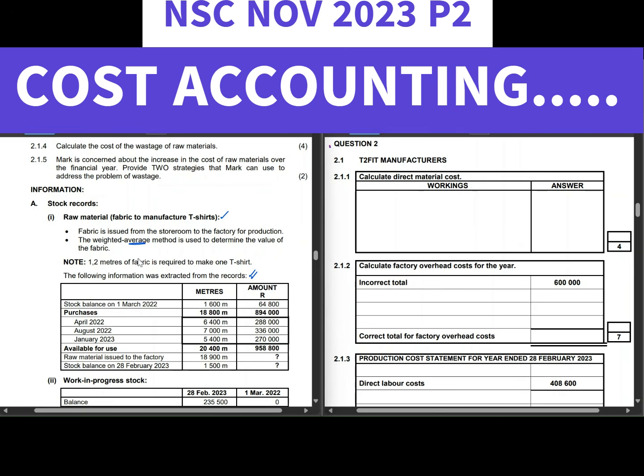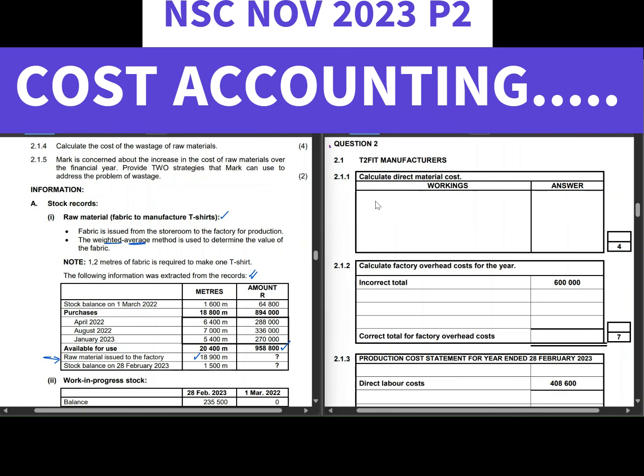Here what we need to do is to give value to these raw materials that were issued to the factory. We can see that it's 18,900 meters, but we don't know their value. We need to calculate their value using the weighted average method. In order for us to do that, we are going to take the materials that are available for use, that is your 958,800.